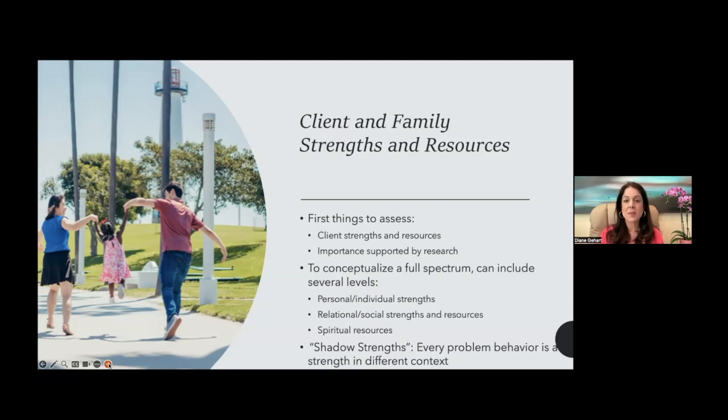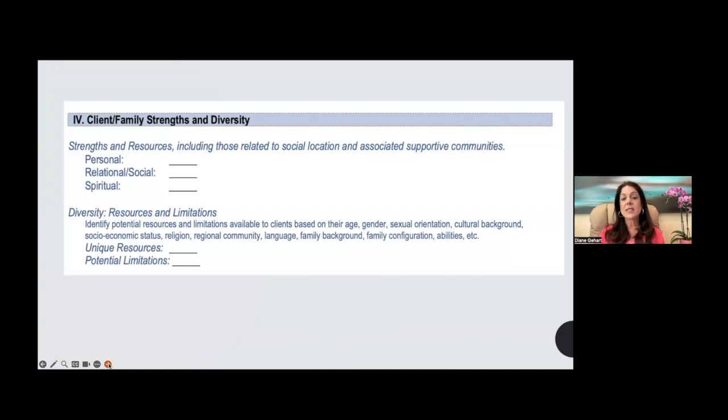And I've had many people tell me in reading this book that this has radically changed how they see themselves and others. This concept of a shadow strength can be a really positive turning point when it really clicks in that any strength in one context is a weakness in another, and vice versa. Any weakness in one context is a strength in another. So here's this section where you can identify personal strengths, relational, social strengths, as well as spiritual.